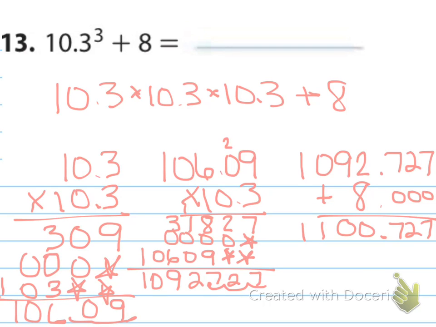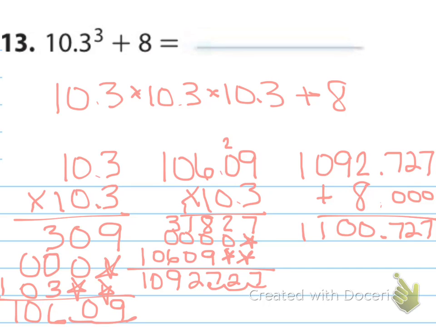Okay, here's how I worked it out. I did 10.3 times 10.3, and I came up with 106.09. Then I took that number times 10.3 and I got 1,092.727. And when I'm adding 8 to that, I have to remember that 8 is a whole number.